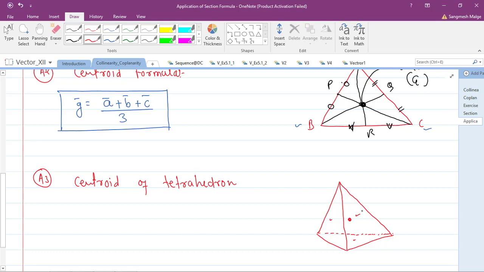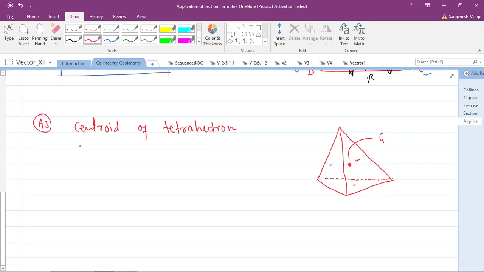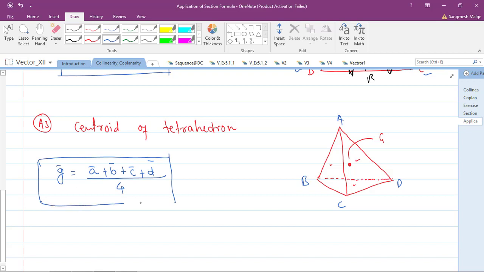Again, for the centroid we take a vertex and join it to the median of the opposite face. So you will again have the centroid G for this tetrahedron. How will you get the coordinate of this point G? Again, very simple. Here you will have 4 points: A, B, C and D. What do you think the formula will be? It's the same: A bar plus B bar plus C bar plus D bar. If you add all those 4 and divide by 4, this becomes the centroid of the tetrahedron.